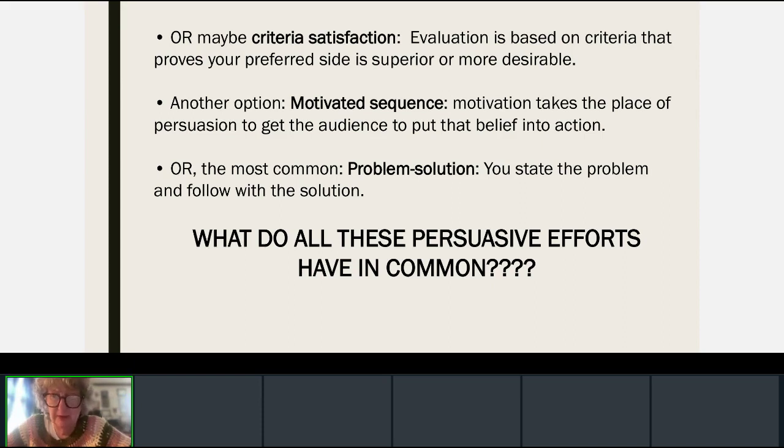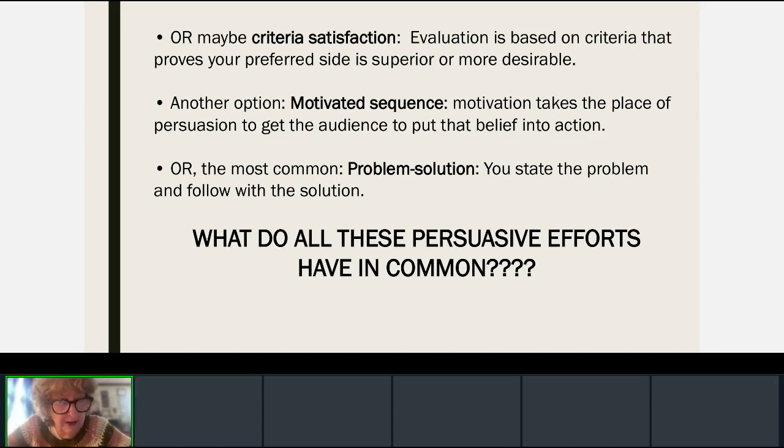And the final one is called problem solution. And that's probably the most common one that everybody sees. Here's my problem. Here's my solution. I've got dandruff. I'm going to use a dandruff shampoo. Okay. That all seems sort of simple, but again, in persuasion, you want to state the problem and then you want to give the audience the solution that you think is the best one for that problem. And then you want to push them to move in that direction.